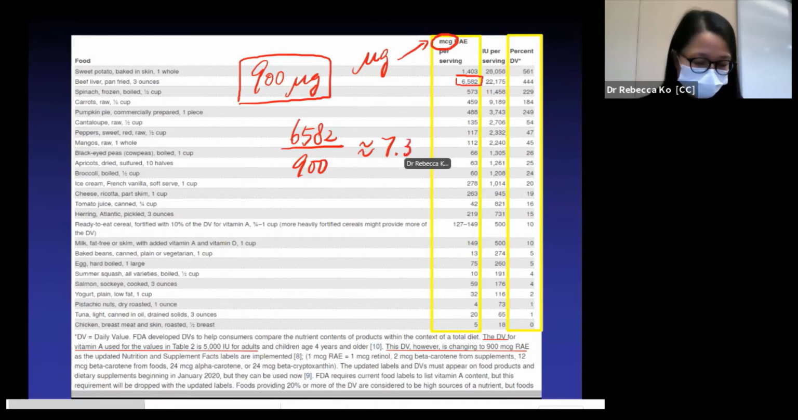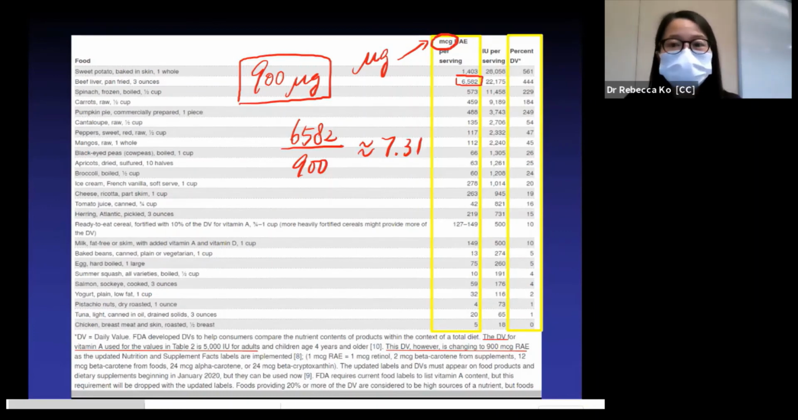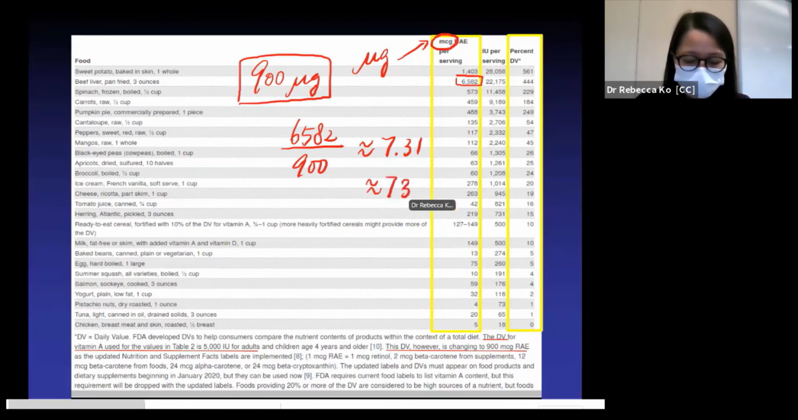All right, so let's check. 6,582 divided by 900 is around 7.31, which means it's 7 times more than the recommended intake. If we convert this to the percent daily value, it's around 731%.